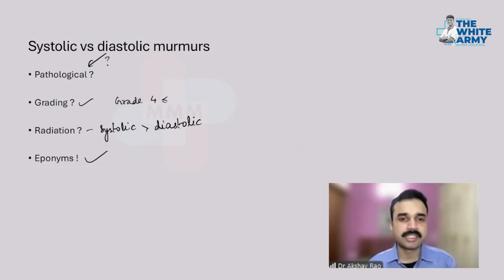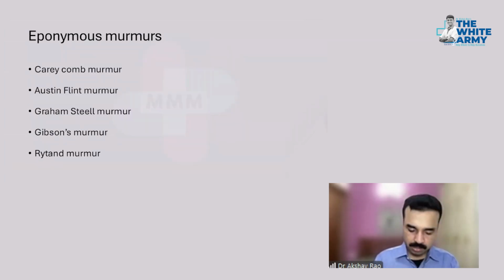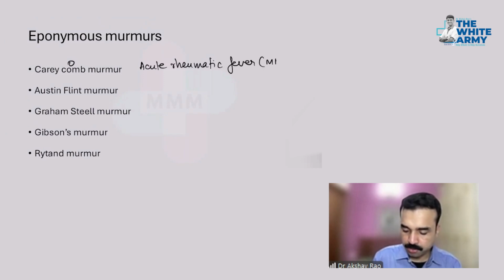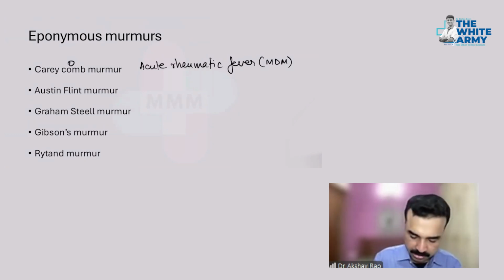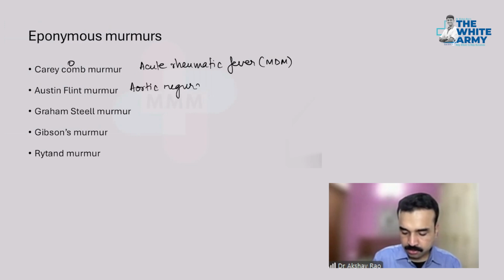For example, let's discuss which are the named murmurs that you are commonly asked and commonly discussed clinically. Carey Coombs murmur is what is found in acute rheumatic fever. It's a mid-diastolic murmur, an MDM. Austin Flint murmur, that again is a mid-diastolic murmur, which is heard in aortic regurgitation.